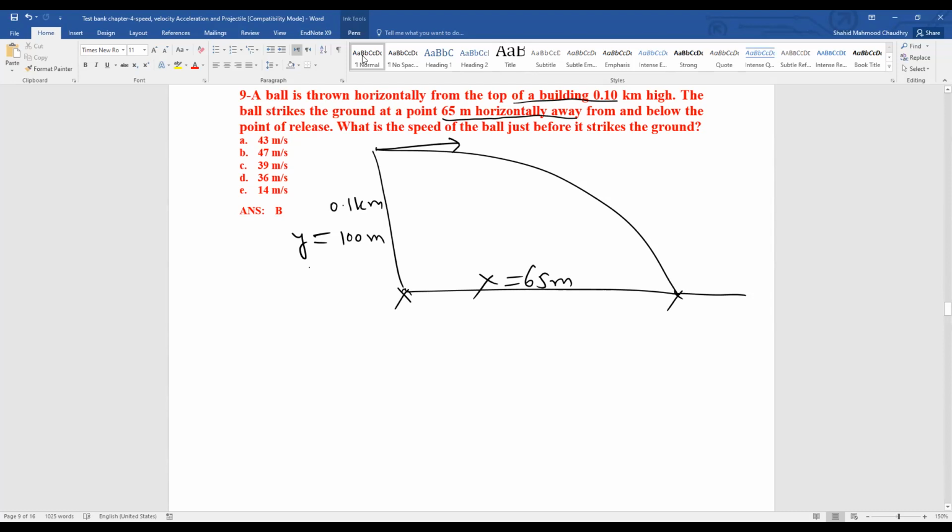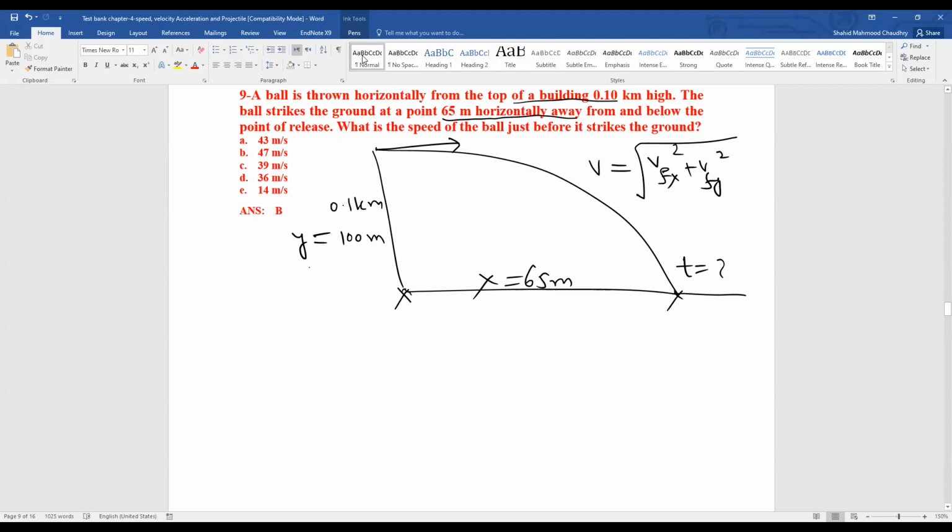So remember, the speed or the velocity here is the combination of horizontal and vertical components. So what we have to do, we have to find the speed, that is, Vf of x square plus Vf of y square, and under root. So we need this value. To find this value, first we will find the time here.